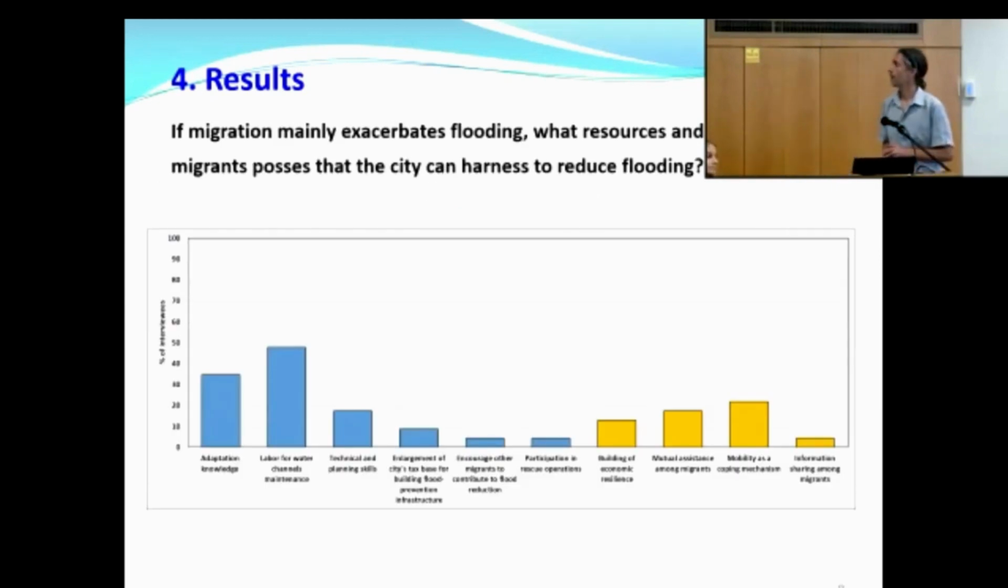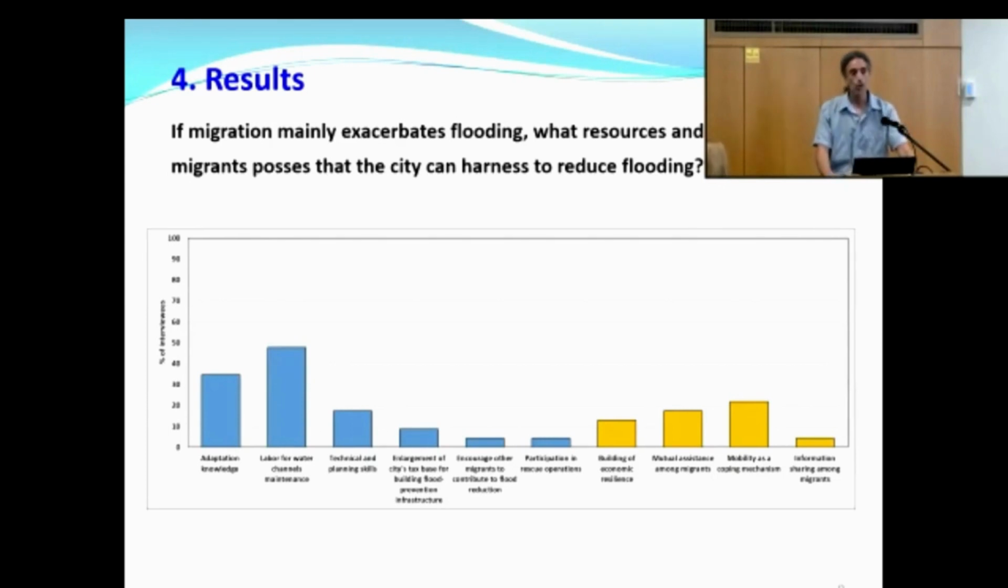So then we asked them, okay, migration is mainly negative. You've mentioned that. So if we speak about positive effects, we need to some extent to speak in terms of potential, not necessarily more tangible positive effects. So here we ask them, okay, if migration exacerbates flooding, what resources and capabilities do migrants possess that the city can harness to reduce flooding? And it's difficult to read, but all of these yellow columns speak about capabilities that migrants can use to help themselves within the migrant communities.